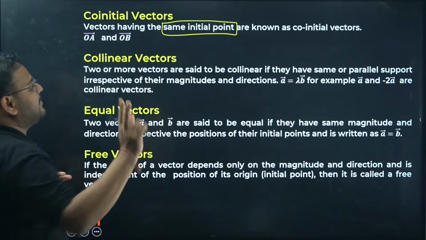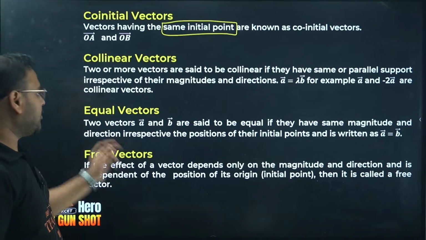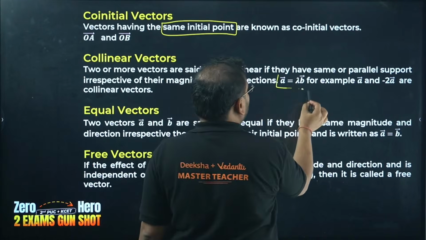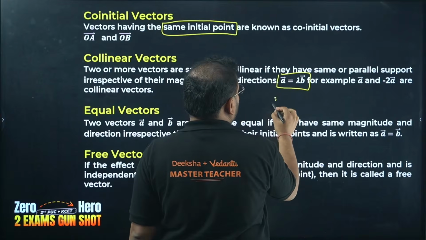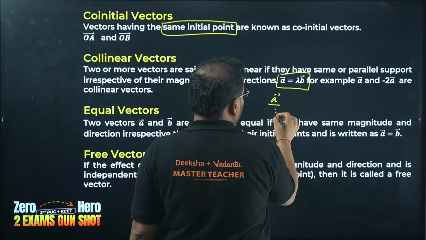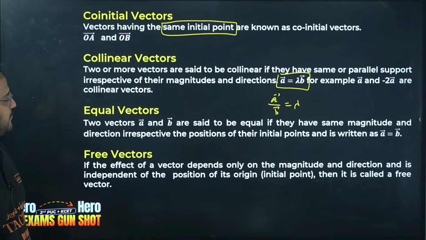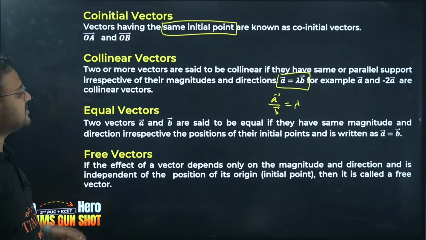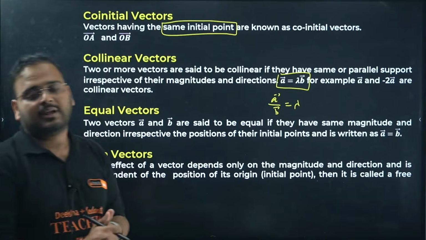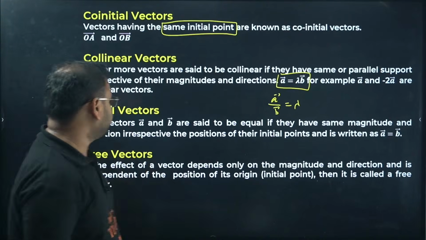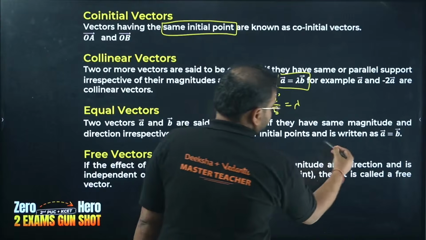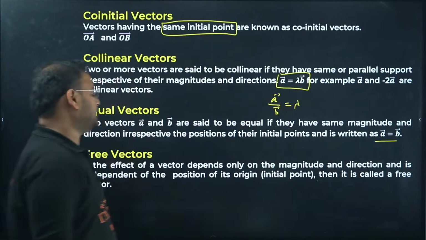Two vectors having the same initial point. Collinear vectors, of course, are those that have a proportionality symbol, which means you have a constant when you divide them. This is the collinear vectors condition, and we're going to use that. Equal vectors have the same initial point and they also have the same magnitude.